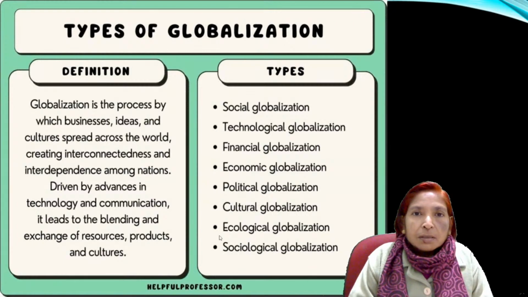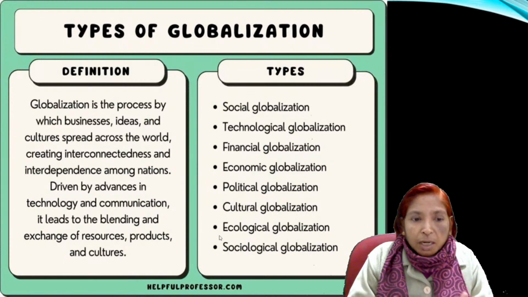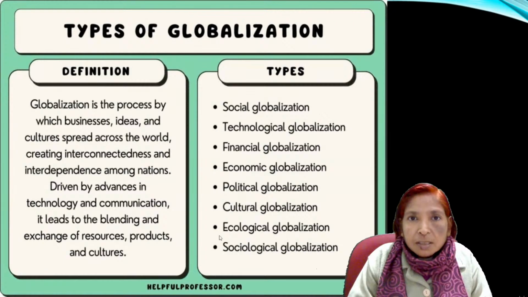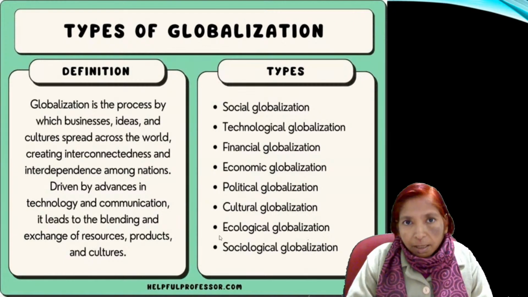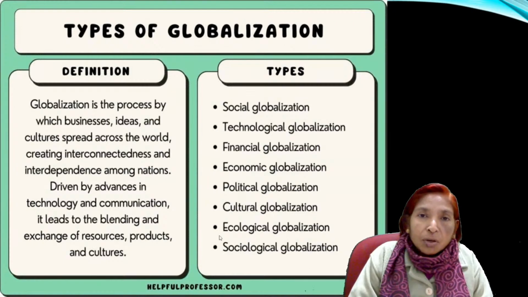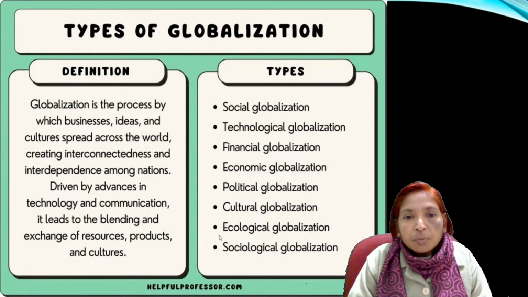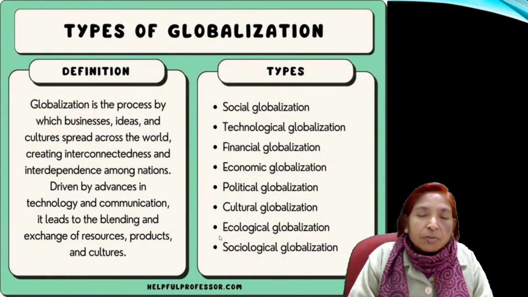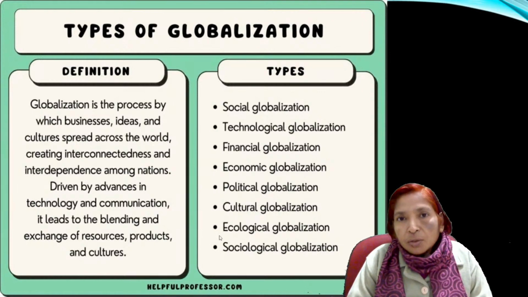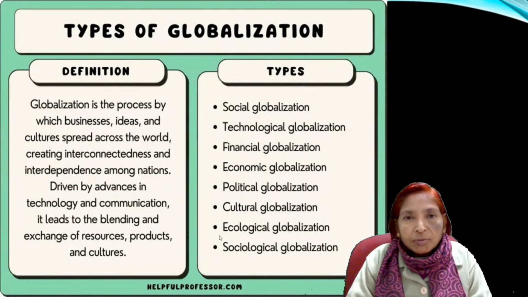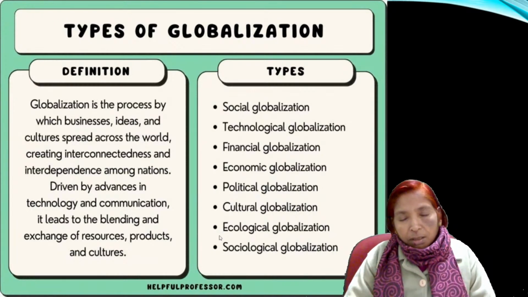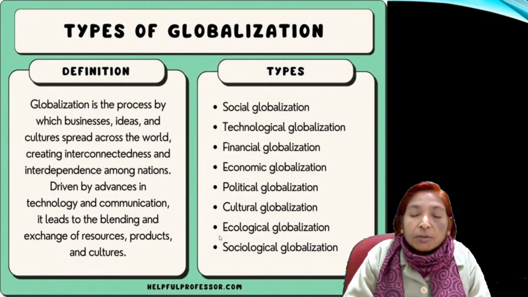Ecological globalization is that type of globalization in which we can use technologies which are eco-friendly, which can protect our environment from degradation or any hazards. That is called ecological globalization. And sociological globalization is that in which we can improve our society by seeing the living style of the society or people of other countries, the way of living, and how their standard of living can improve.